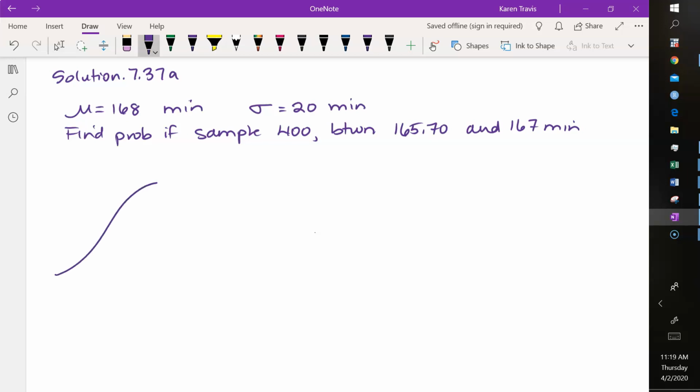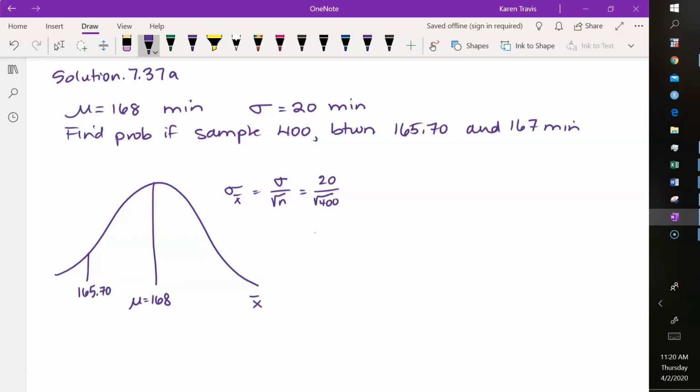So we go ahead and realize that our X bar follows a normal distribution where the middle matches the true mean. And the standard deviation for X bar comes from sigma over square root of n, which is 20 over square root of 400. We're supposed to find the chance our sample is between 165.7 and 167. So that's between these ranges.